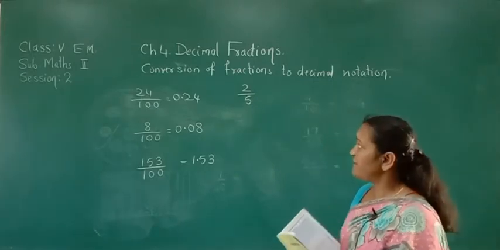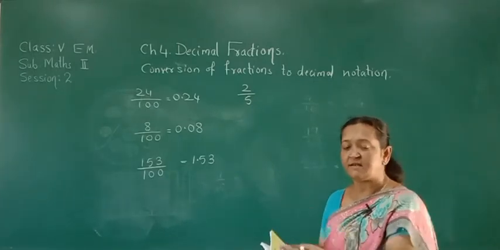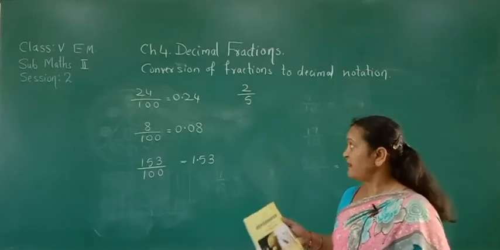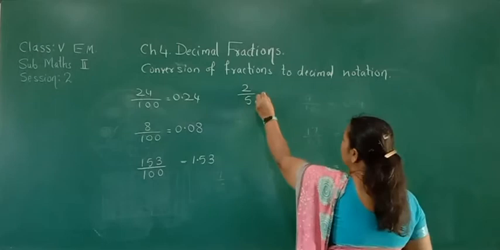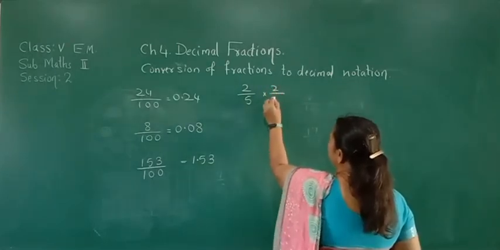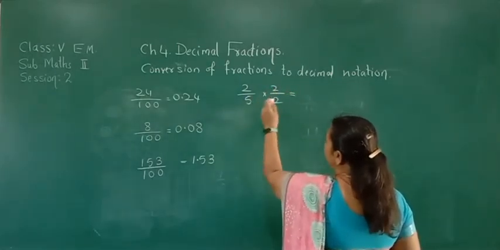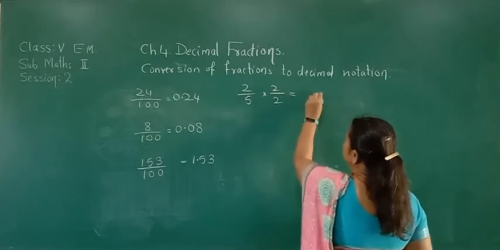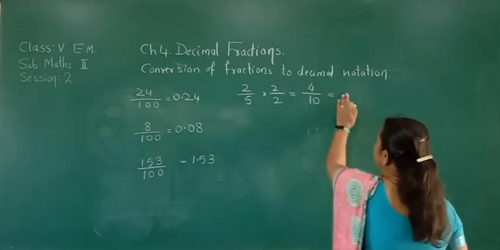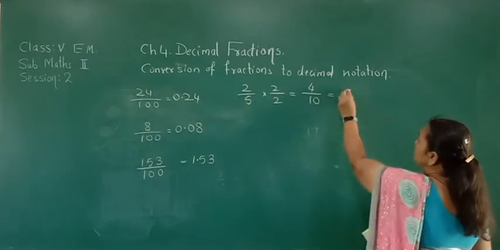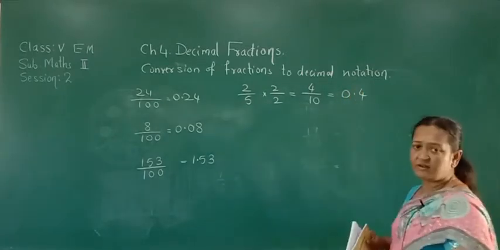Here, in the 5 table, we find the next multiple of 10. So 5 twos are 10. Then multiply both numerator and denominator by 2. So 5 twos are 10, and 2 twos are 4. So 4 by 10 we can easily write in decimal, and this is 0.4.